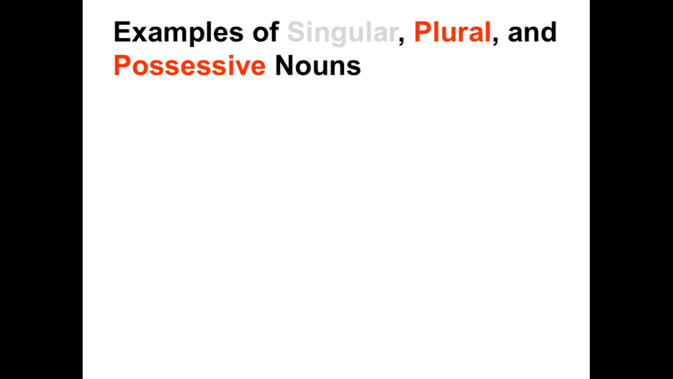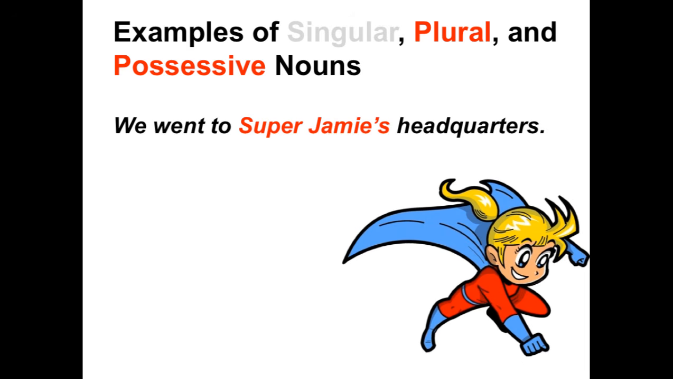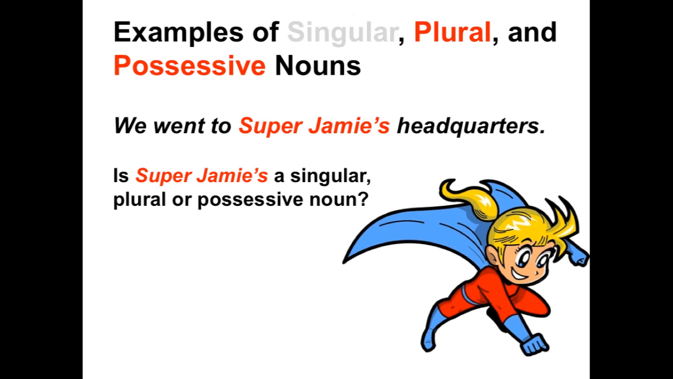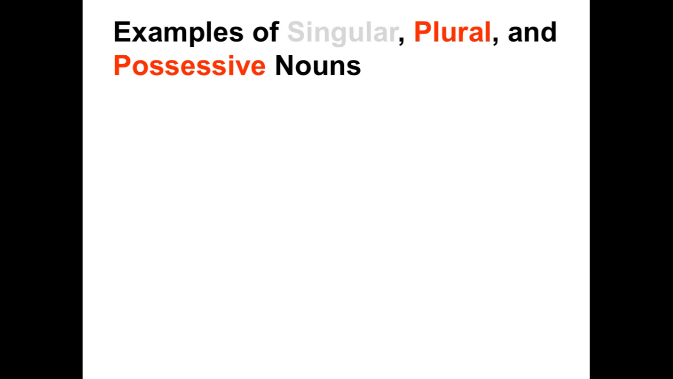Here are some more examples of singular, plural, and possessive nouns. We went to Super Jamie's headquarters. Is Super Jamie's a singular, plural, or possessive noun? That's right, it's a possessive noun. I hope you were able to tell not only by the apostrophe, but that it's showing the headquarters belong to Super Jamie.